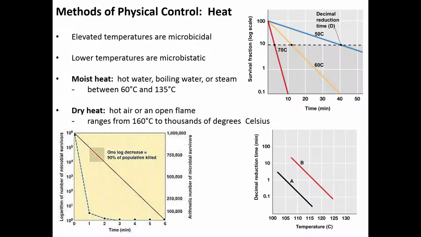When you're talking about use of temperature, there's some terminology you'll want to come to terms with. One of which is the decimal reduction time. You have the thermal death time. The thermal death time is basically the time it takes to kill all of your microbial cells at a specific temperature. So, the shortest period of time it takes to kill all the cells at one temperature.